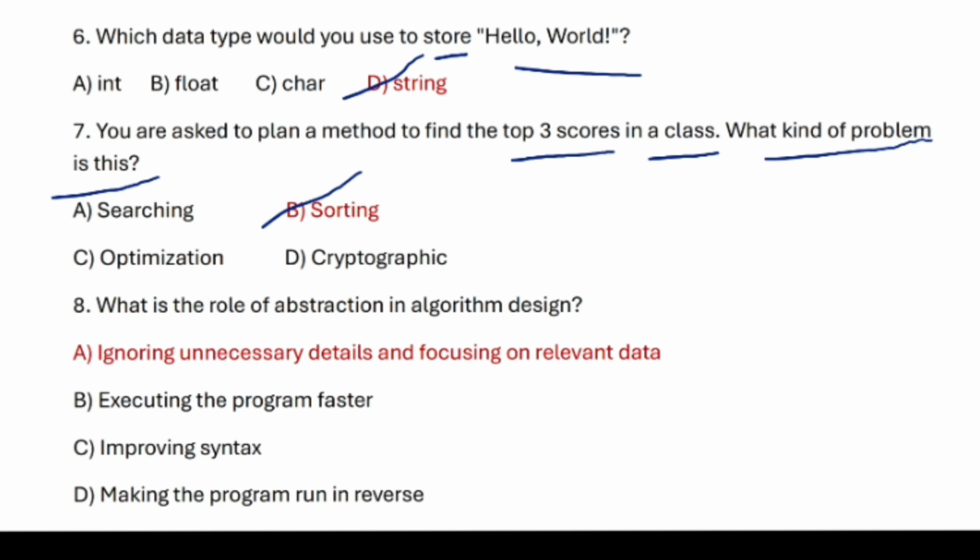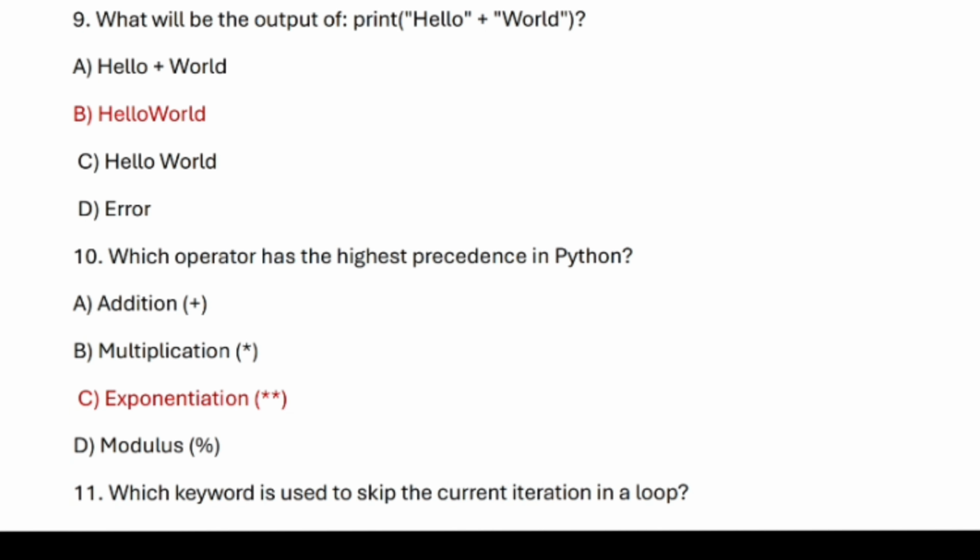What is the role of abstraction in algorithm design? Option A: ignoring unnecessary details and focusing on relevant data. The ninth question: what will be the output of print hello plus word? Option B, hello and word. Which operator has the highest precedence in Python? That is option C, exponentiation.